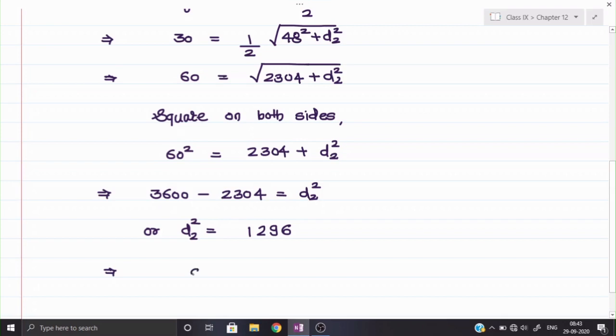So the square of d2 will be equal to, if we calculate, the square of 30 is 900 and the square of 40 is 1600. So definitely it will be the square of some number between 30 and 40. So once we check the subtraction, 3600 minus 2304: 10 minus 4 it is 6, 10 minus 1 it is 9, then 10 minus 4, 6 minus 4 it is 2, and 3 minus 2 it is 1. So subtraction is right, 1296.